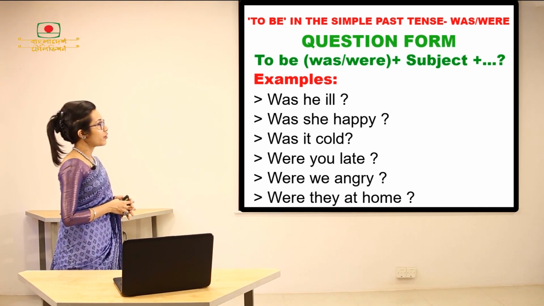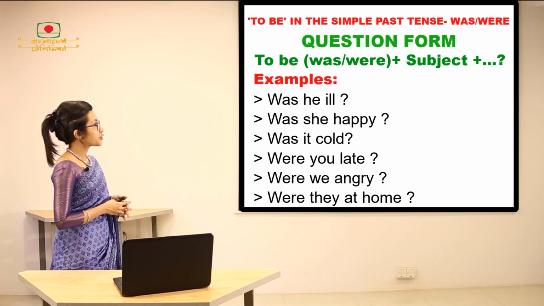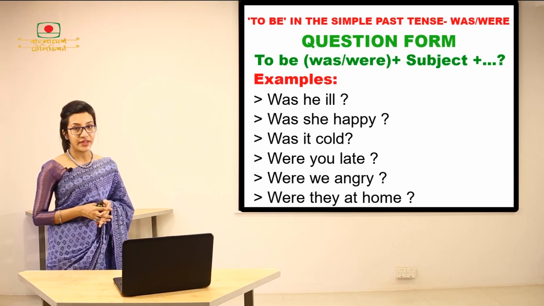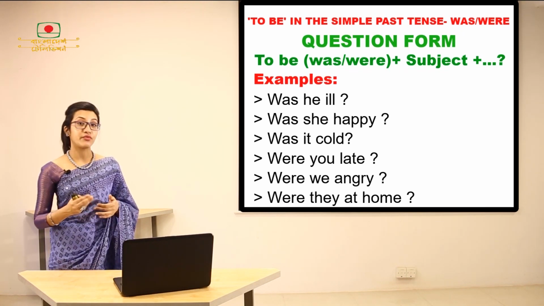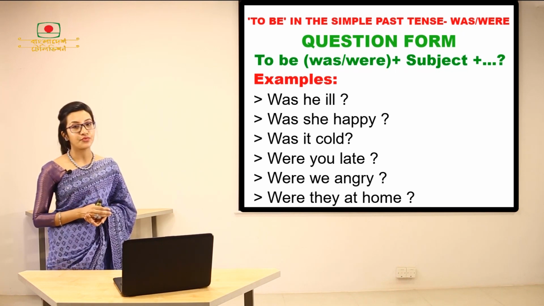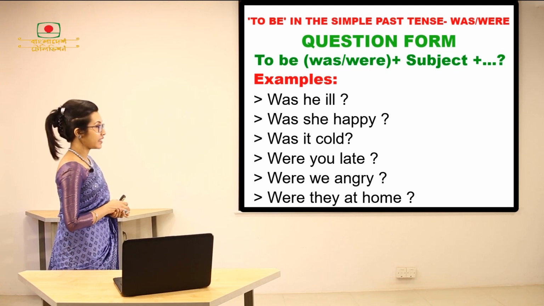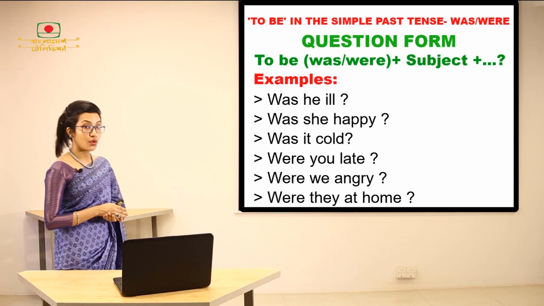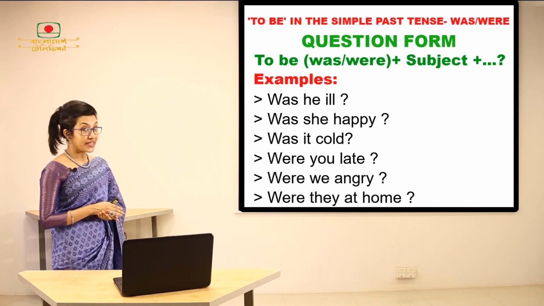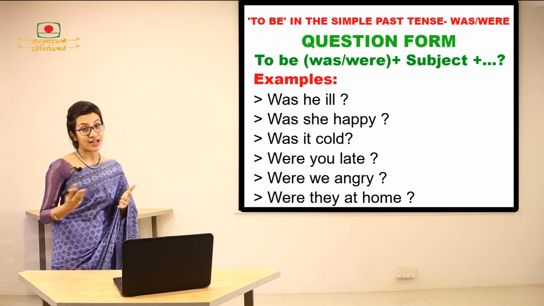In case of questioning, we have used the to be verb, was or were, at the beginning, then the subject, then the object or the rest of the sentence, and at the end we have used the question mark. For example, was he ill? Was she happy? Was it cold? Were you late? Were we angry? And were they at home?